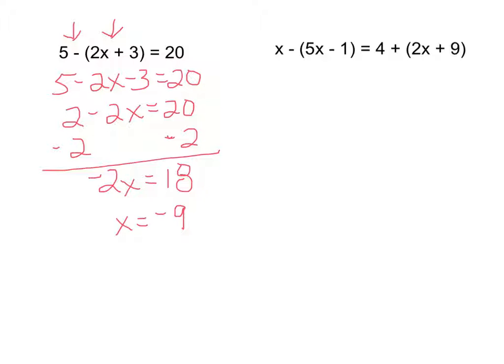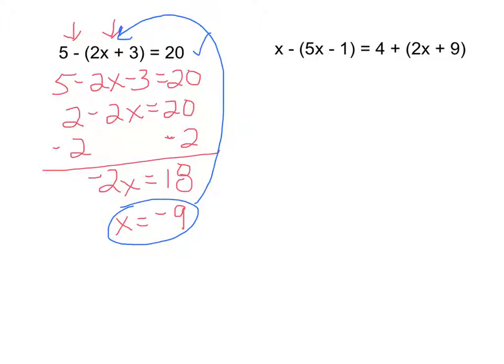Remember, one thing that you can always do is go back and double check and make sure you do not make any mistakes by putting, in this case, negative 9 back in for x and seeing if it works. And if you do that, you will see that it does work.